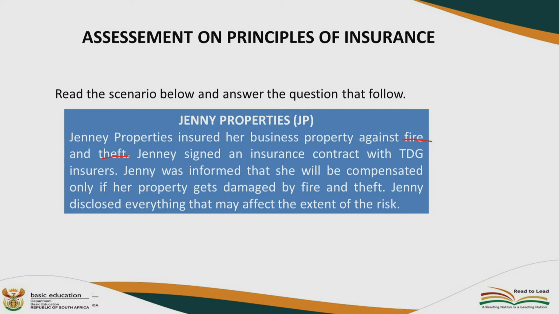It's fire and theft, and it will fall under the short-term insurance. Jenny signed an insurance contract with who? TDG Insurers. Jenny was informed that she will be compensated only if her property gets damaged by fire and theft. Why? Because the event is specified in the insurance contract, fire and theft. So the compensation or payback will only be made if the property gets damaged by fire and theft. Jenny disclosed, revealed everything that may affect the extent of the risk.